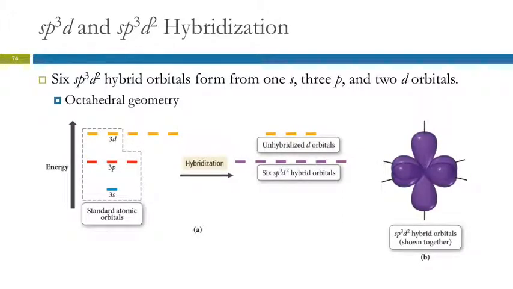You could also include 2 of the d orbitals instead of just 1, and then this is called sp3d2 because it's an s orbital and 3 p orbitals and 2 d orbitals. So now we have 6 degenerate orbitals, and they will arrange themselves like an octet. Not an octet, octahedral, sorry. An octahedral.